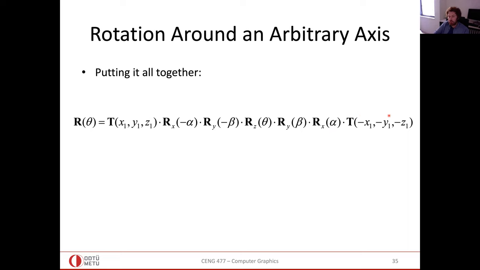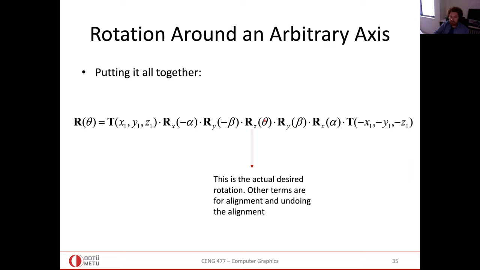Axis passing through the origin, then do x-axis rotation to snap it to the xz plane, then y-axis rotation to snap it to the z-axis, do the z-axis rotation, then undo the first snap, and undo the second snap, and undo the first translation. Actually, theta is the only input to your system, as well as the rotation axis, of course. But this is the actual desired rotation. These others are just to satisfy certain conditions so that I can apply RZ.